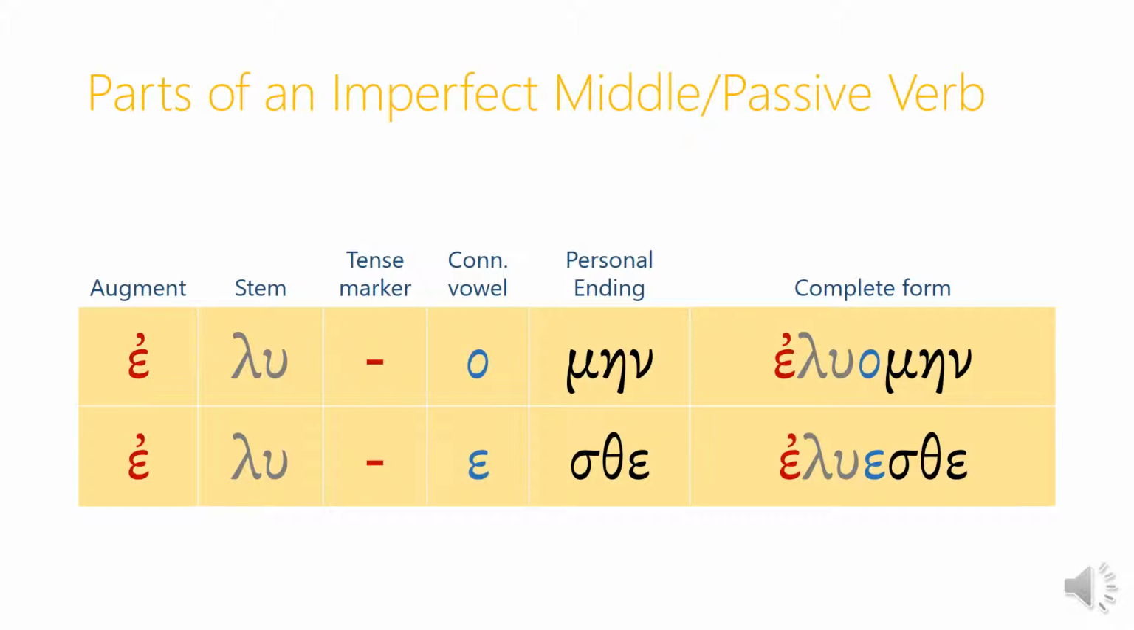Then we have personal endings tacked on the end, and once again these are the secondary personal endings, but now the secondary middle passive endings. So we end up with forms like eluamein and eluesthe.